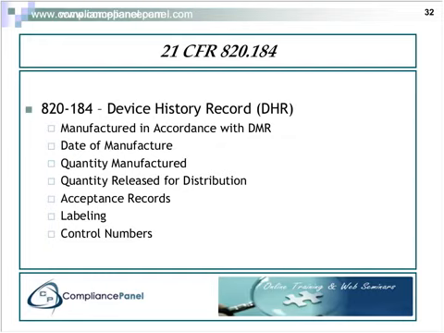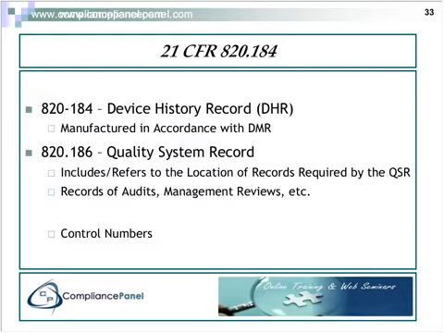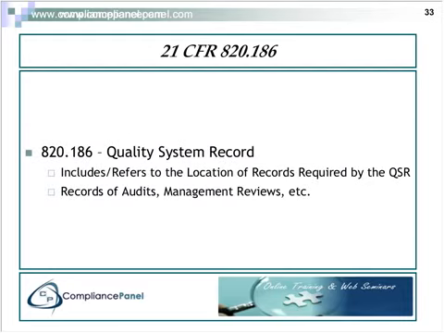Part 820.186 is quality system records, and this section defines the requirements for records which are not a part of the DMR or the DHR, such as audit reports, management reviews, quality trend reports, CAPAs, non-conforming material reports, all these things. These are basically all of the records for the subparts that aren't specifically defined as requiring a record, such as the DMR and DHR.